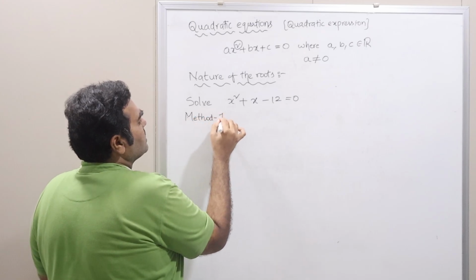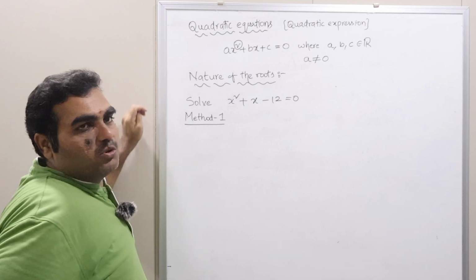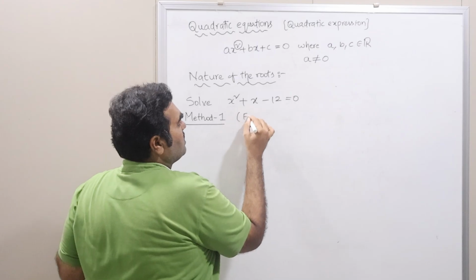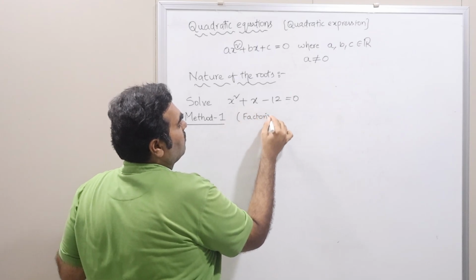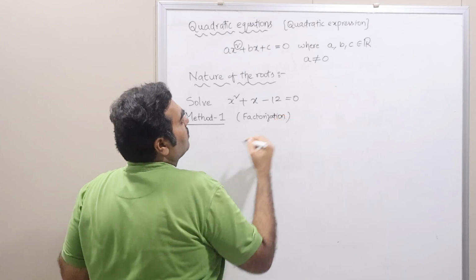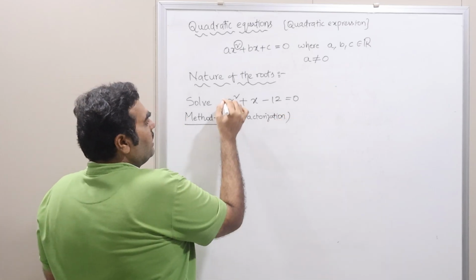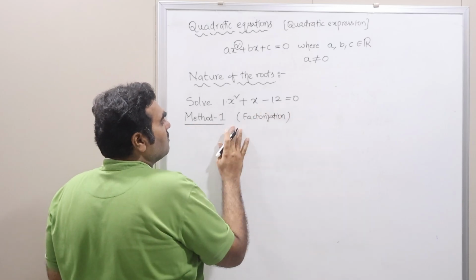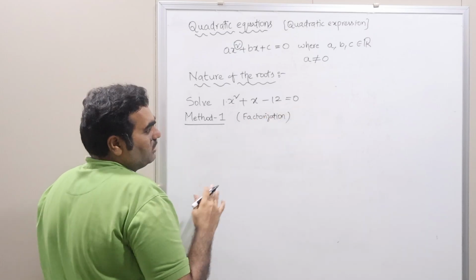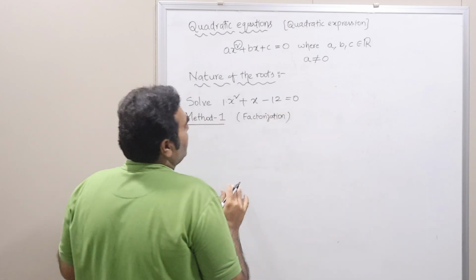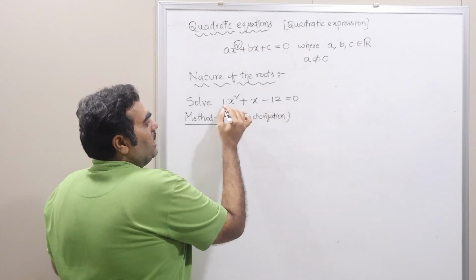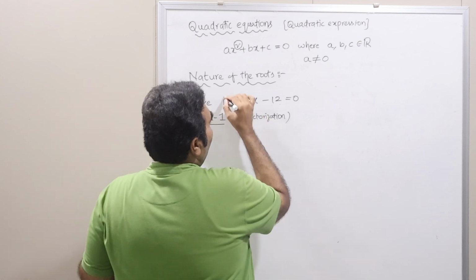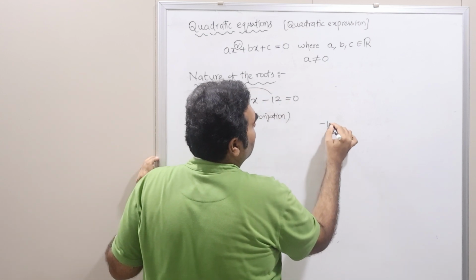There are two methods. Let us see method 1, which you used in your high school, which is based on factorization. Here you multiply the coefficient of x square and the constant term c, and for that product you consider the factors. Now the constant term is minus 12 and the coefficient of x square is 1, so the product is minus 12.